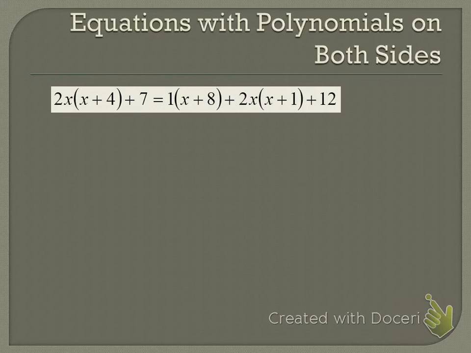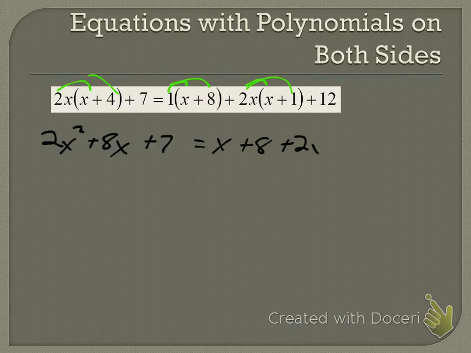And the first step of that is going to be what? Starts with a D. Distributing, okay? Distributing. So distributes galore. Here and here. Here and here. Here and here. Which gives us 2x squared plus 8x plus 7 equals x plus 8 plus 2x squared plus 2x plus 12.